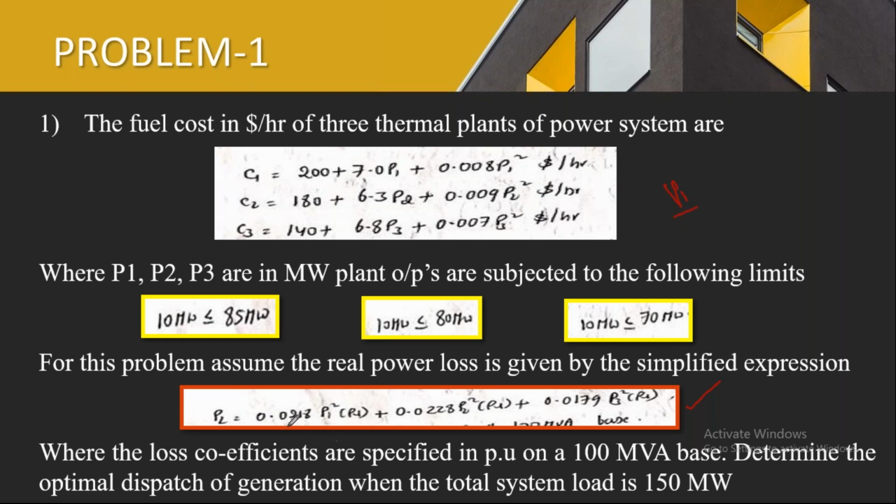So you will get 0.0218 into P1 by 100 whole square plus 0.0228 into P2 by 100 whole square plus 0.0179 into P3 by 100 whole square, totally into 100. If you do it like this, then you can convert per unit to megawatts. I will show you what you will get after conversion of this per unit to megawatts.